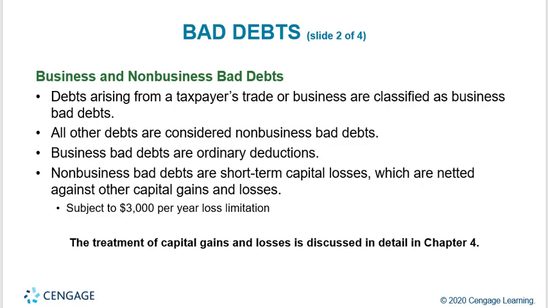Business and non-business bad debts. So debt arising from taxpayers' trade or business are classified as business bad debts. Other debts are considered non-business bad debts. Business bad debts are ordinary deductions. Non-business bad debts are short-term capital losses, which are netted against other capital gains or losses, and are subject to a $3,000 per year loss limitation. And so the treatment of capital gains and losses is discussed in detail in Chapter 4.